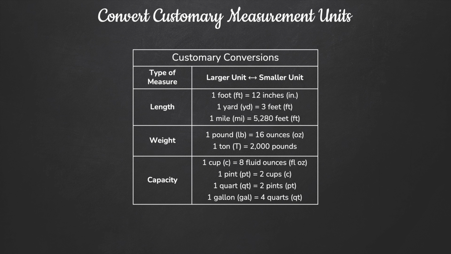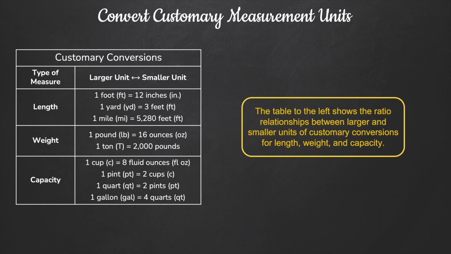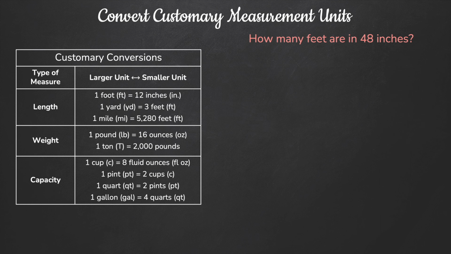So here we have a table of customary conversions. We have different types of measurements such as length, weight, capacity. And this table shows us the ratio of relationships between larger and smaller units of customary conversions for length, weight, and capacity. So our first question says, how many feet are in 48 inches?